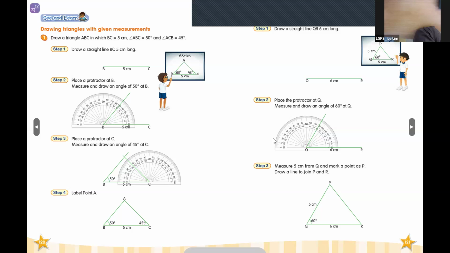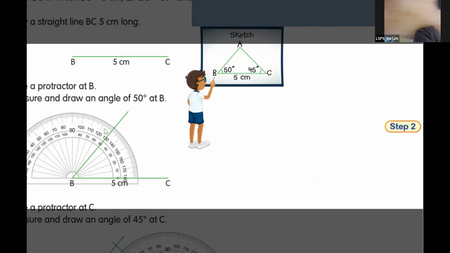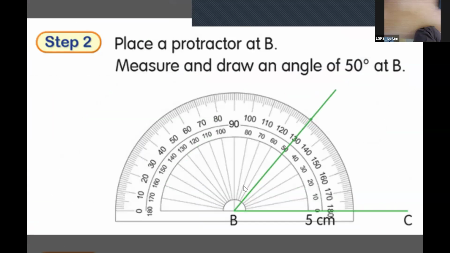these are the skills you need to know to draw triangles. Number one, I need to know how to draw a straight line, and how to mark out the straight line together with the letter B, point B, and the letter C, point C, set to the left of the line. I need to know how to use the protractor at point B, to measure and draw an angle at this point.